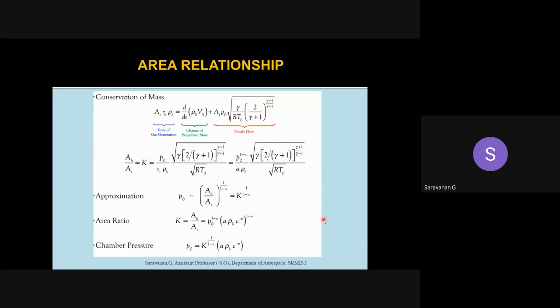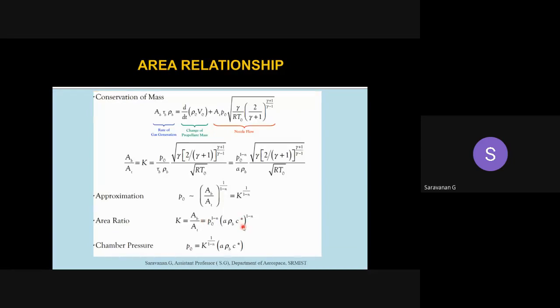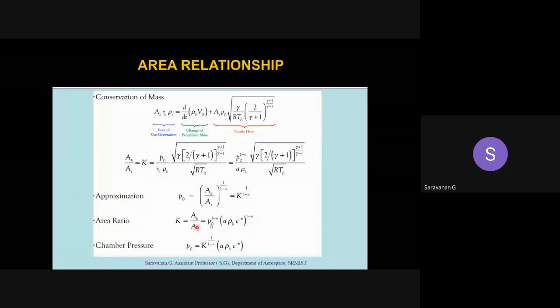What you have to remember is the mass continuity equation, the conservation of mass principle: the amount of mass in and the amount of mass out with respect to the solid rocket motor. The amount in is available, the amount out is available. The same thing is given here. You see, this is the same equation here also. Both are the same: Ab/At = a ρp C* Pc^(1/(1-n)). The same thing here also: K = Ab/At = (P0 / (a ρb C*))^(1/(1-n)).